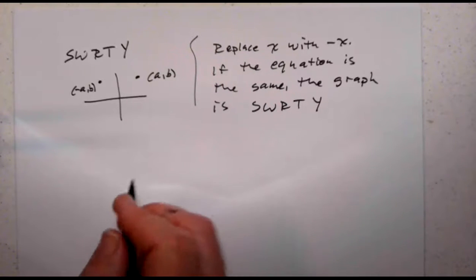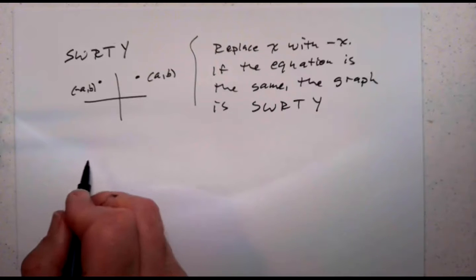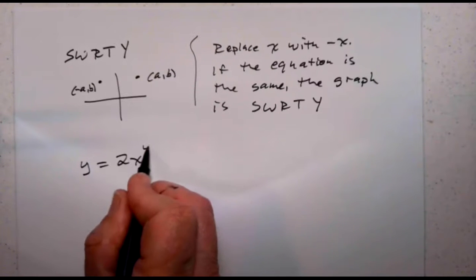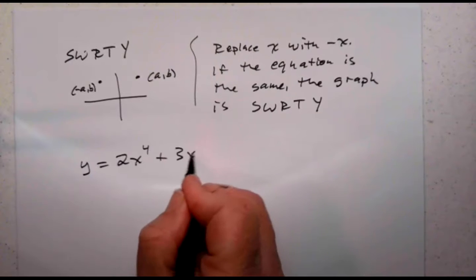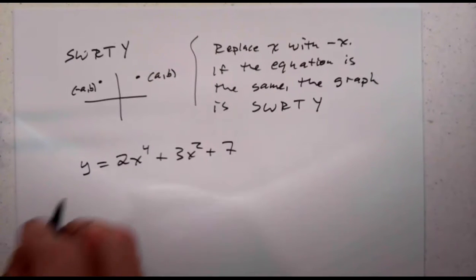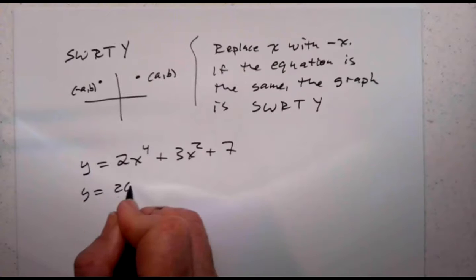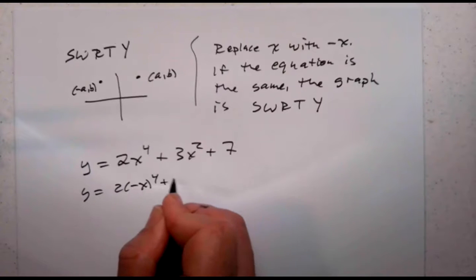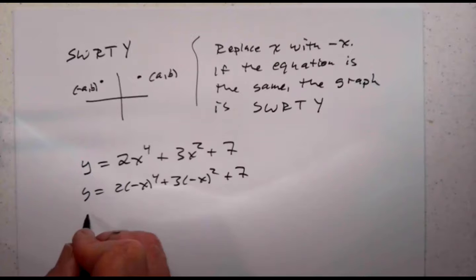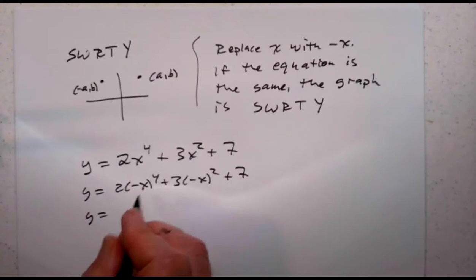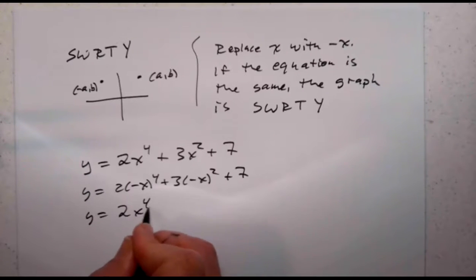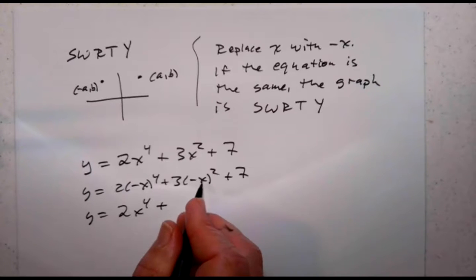So an example of that might be something like this: y equals 2x to the fourth plus 3x squared plus 7. If I replace x with negative x, y equals 2 times negative x to the fourth plus 3 times negative x squared plus 7. What do I get? I get y equals negative x to the fourth is the same as x to the fourth, because negative, negative, negative, negative is positive. Similarly, negative x squared is x squared.